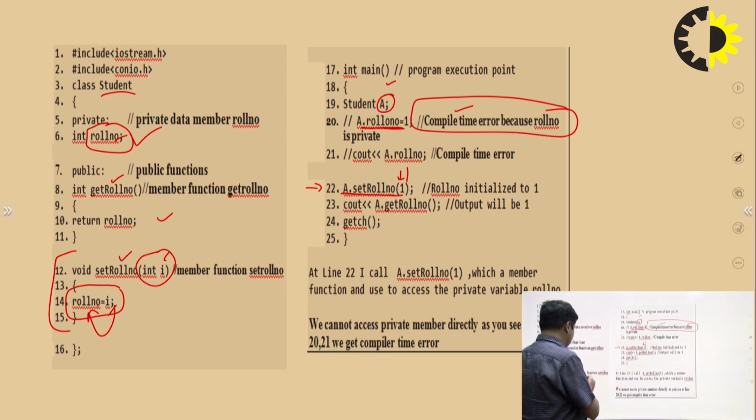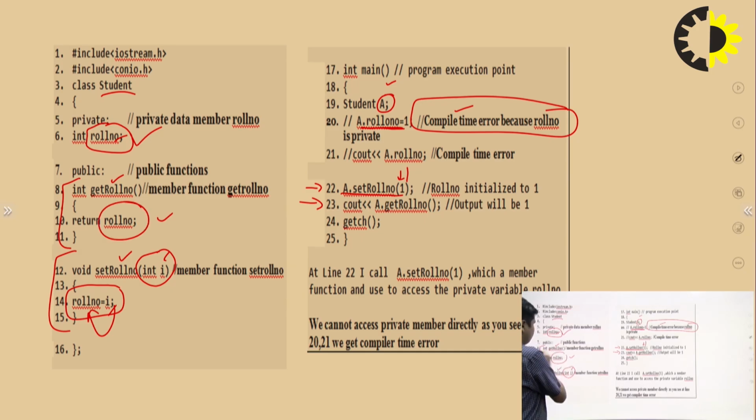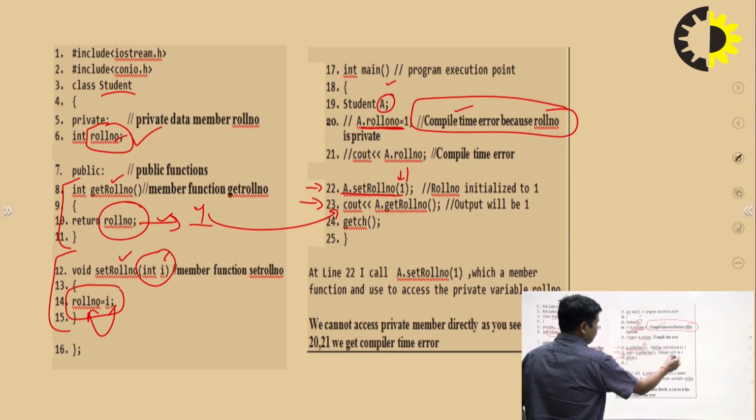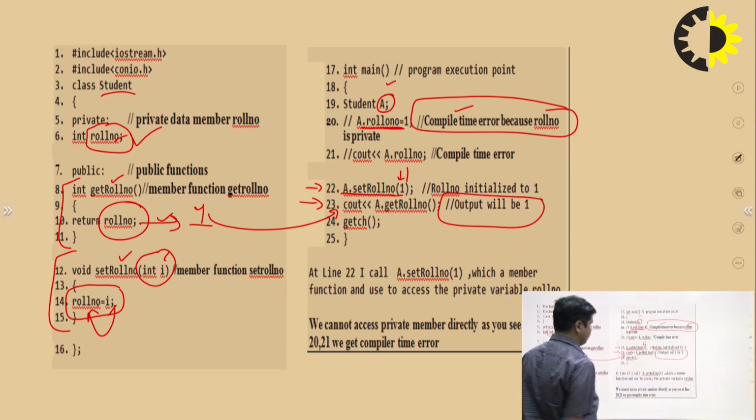Then again control comes to this line, a dot get roll number. Immediately this piece of code will be executed and it will return the roll number. What is the value of roll number? 1. It will return to this and this will be printed. The output will be 1.